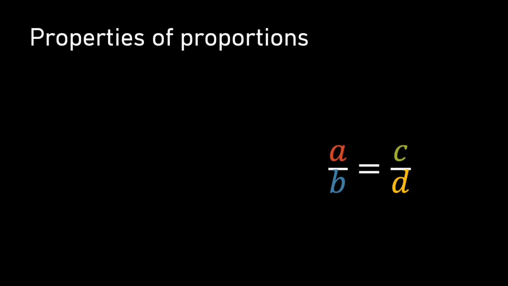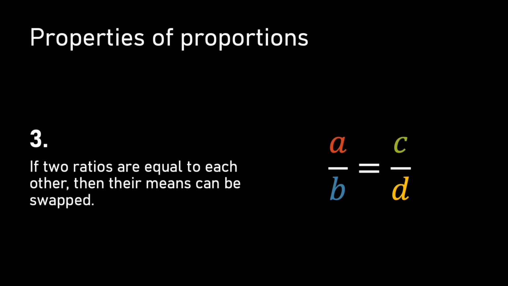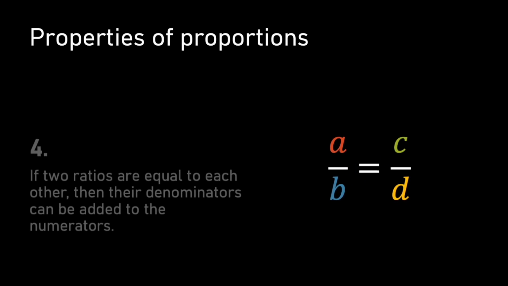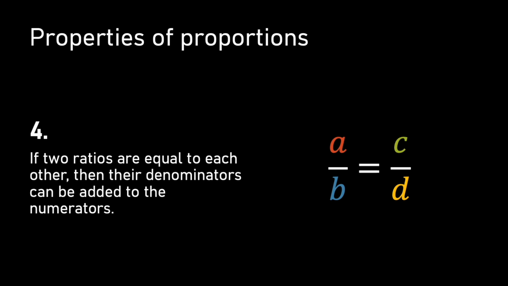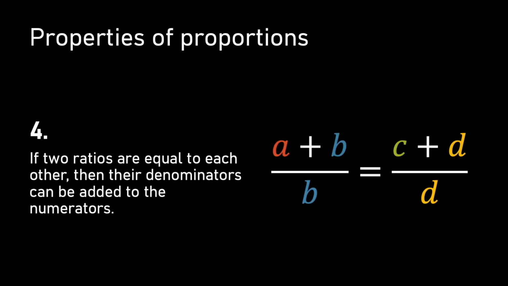Third, if two ratios are equal to each other, their means can be swapped. The means are the two numbers in the middle of the proportion, so in this case, B and C. So I swap B and C around, and this proportion is true as well. Finally, if two ratios are equal to each other, then their denominators can be added to the numerators. So if A over B equals C over D, I can add B to the numerator on the left side and add D to the numerator on the right side, and we still have equal ratios.